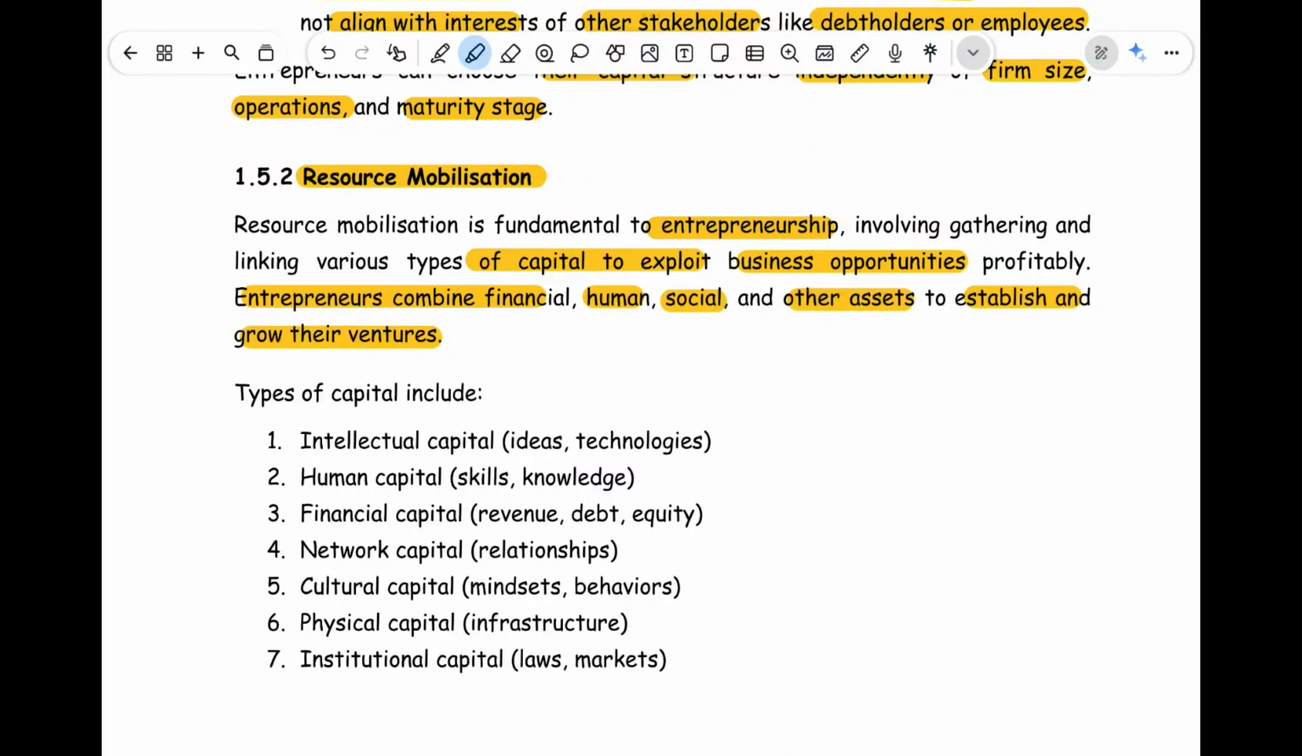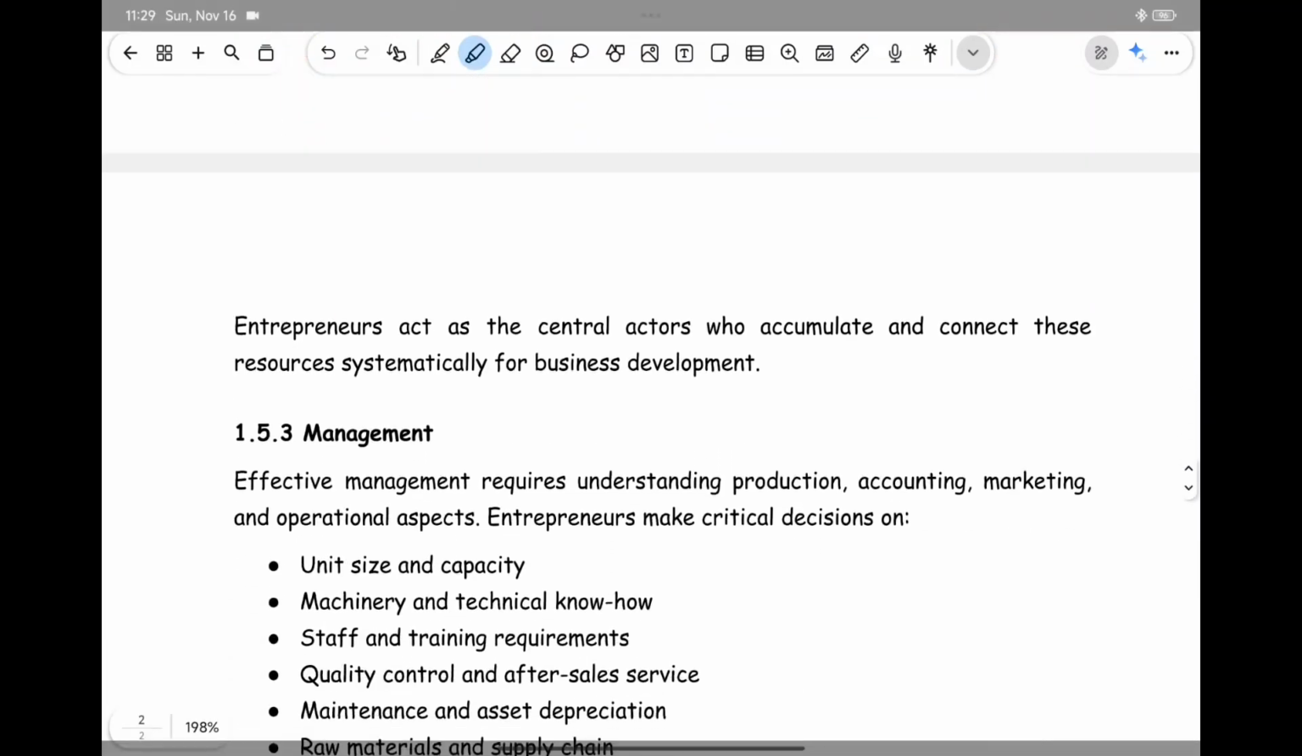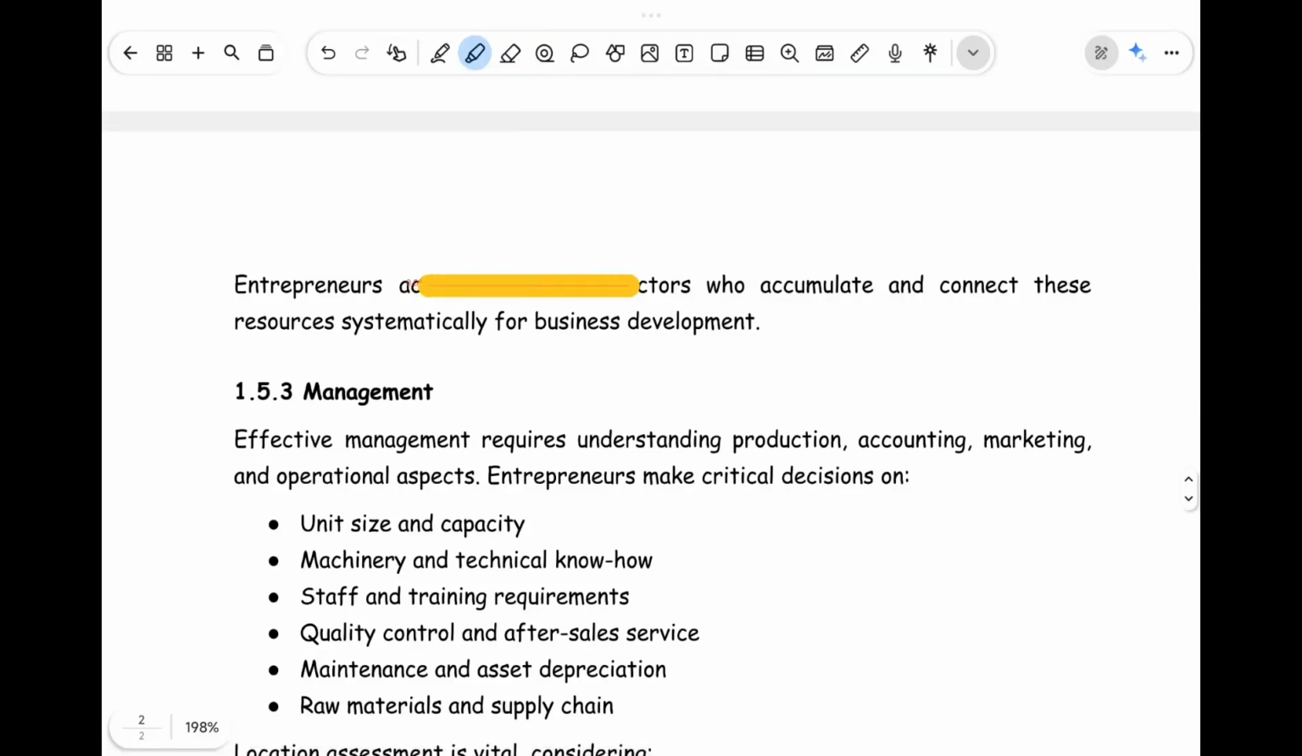Now, what are the types of capital that are included? The types of capital include intellectual capital like ideas and technologies, human capital like skills and knowledge, financial capital like revenue, debt, equity, network capital like relationships, cultural capital like mindset and behaviors, physical capital like infrastructure, and institutional capital like laws and markets. Entrepreneurs act as the central actors who accumulate and connect these resources systematically for business development.